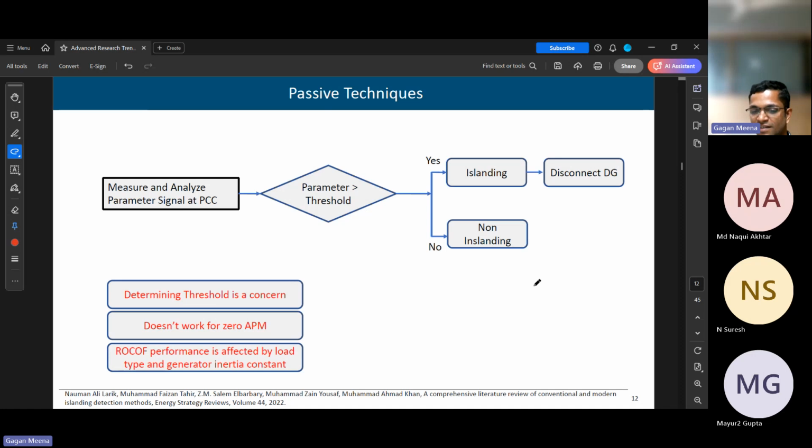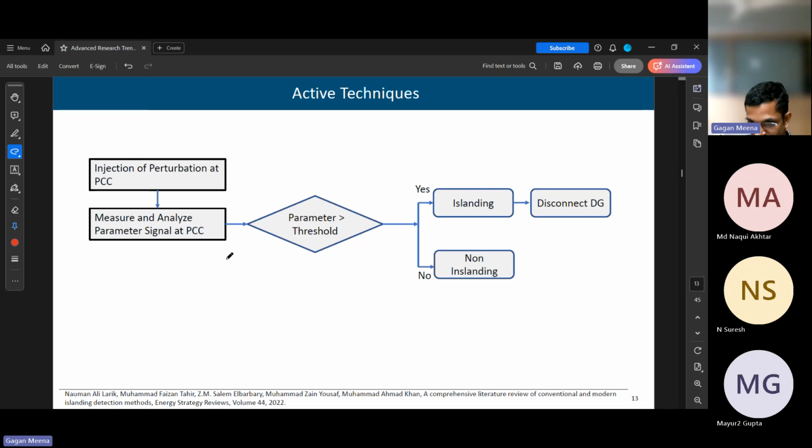Okay, so these are the techniques again, just to explain in terms of flowchart. In passive, we measure and analyze the parameter at PCC and check it with respect to a threshold. If it is more than the threshold, then islanding; if not, then no islanding. But here we have a problem with determining the threshold, and it doesn't work with zero active power mismatch. It is also affected by load type, generation inertia, topology of the network, and all these things.